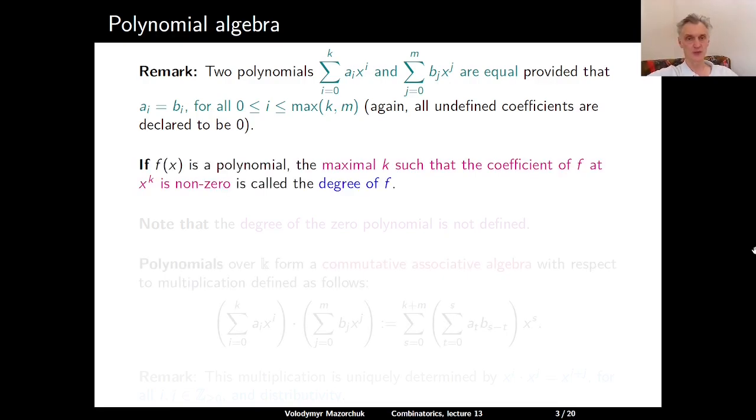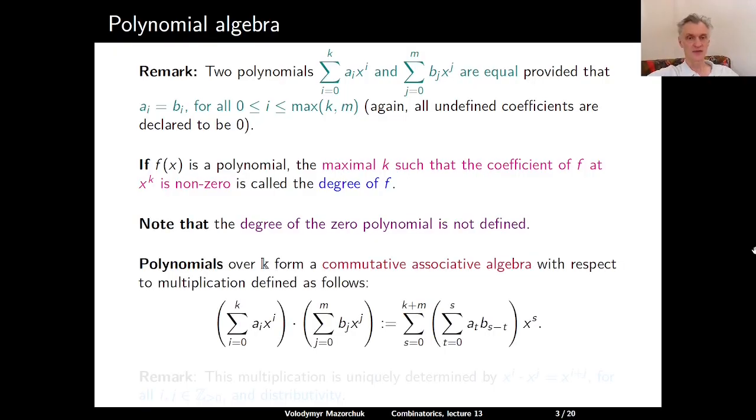If f of x is a polynomial, then the maximal k such that the coefficient of f at x to the power k is not 0 is called the degree of f. There is one particular polynomial where all coefficients are 0, the 0 polynomial, and then the degree of this 0 polynomial is not defined. And a very important property of the set of all polynomials is that they form a commutative associative algebra with respect to multiplication.